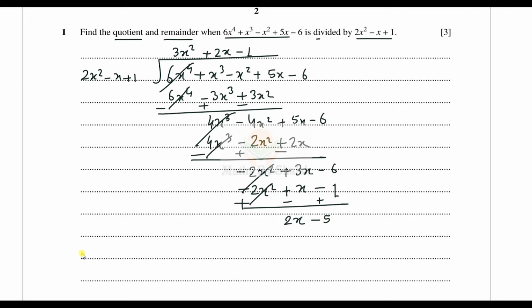And here we got the quotient. Quotient is 3x square plus 2x minus 1, and the remainder is 2x minus 5. I guess it is okay. Let's do the next question.